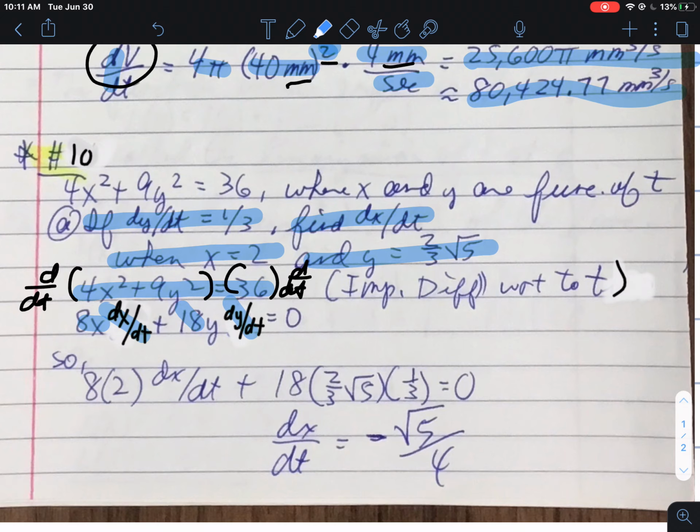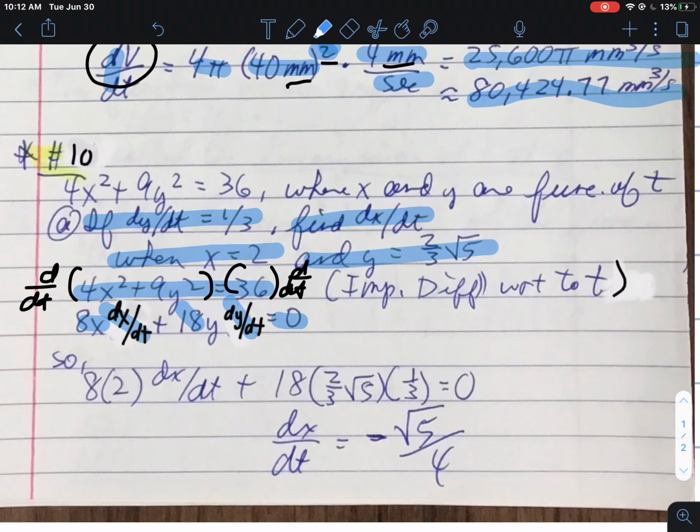And then the right side, which was 36, is the derivative of a constant. I don't care what you're differentiating with respect to, the rate of change of a constant is always 0. So d/dt of 36 is 0. Now we have an equation, we've done the differentiation, and then we're just going to plug in the information that's given. We're given a value for dy/dt of 1/3, plug that in. We're given a value for x of 2 and y of 2/3 square root of 5, so we're plugging that in.